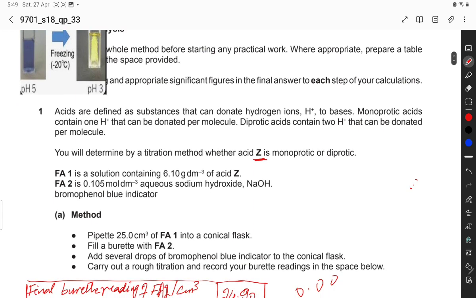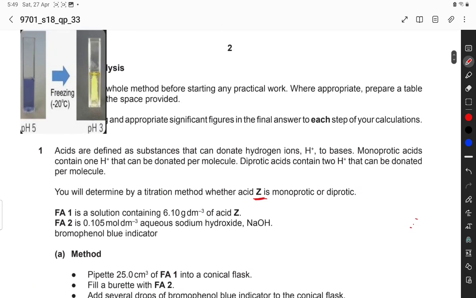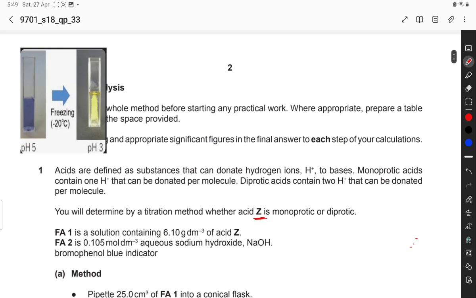Fa1 is a solution containing 6.10 gram per dm cube of acid Z. Fa2 is 0.105 mole per dm cube aqueous sodium hydroxide. Bromophenol blue is the indicator, and its color change is that at pH 3 it is yellow, and at pH 5 it is blue. It means in acid its color is yellow, and in base its color is blue.